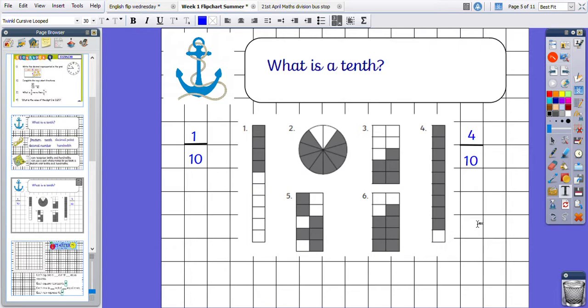Okay, number 2, we are still dealing with 10 equal parts, and I can see, if I count them up, that 8 parts are shaded. So my fraction would be 8/10. See if you can work out the other 4 in your head now. Pause the video if you need to.